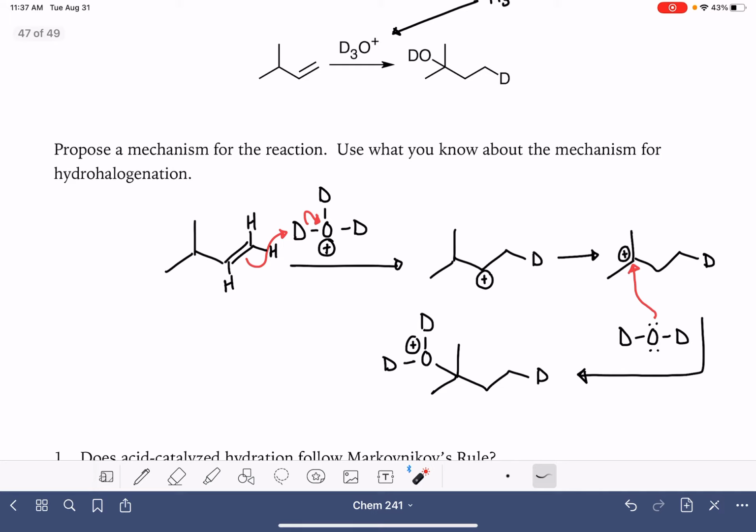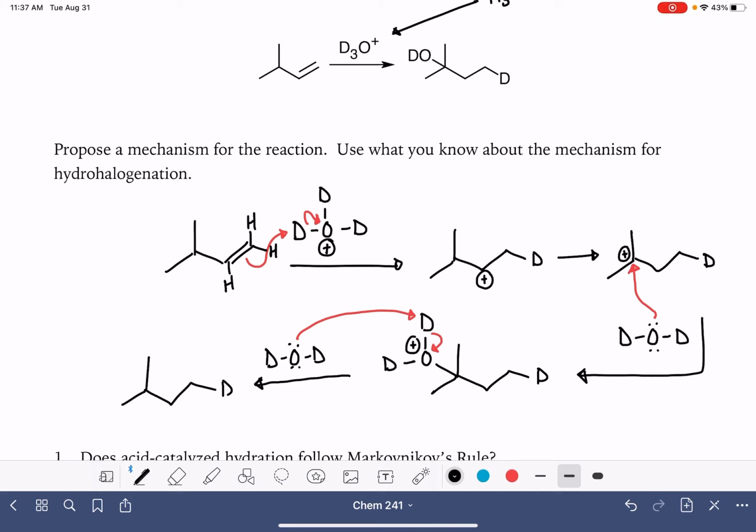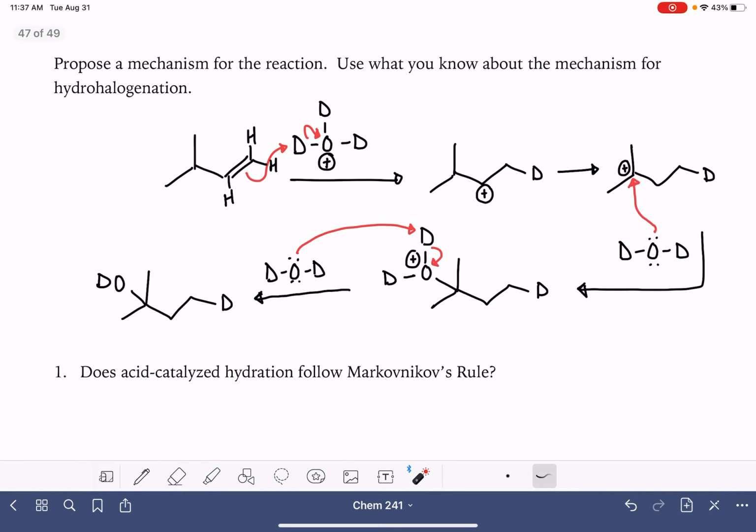And then we're just going to finish this reaction up by removing that extra deuterium. We could do that with another D2O molecule. Just grab either one of those extra deuteriums, break the deuterium oxygen bond, and that's going to give us our product, which matches up with the product that was provided at the top example. Now we just have a couple of questions.